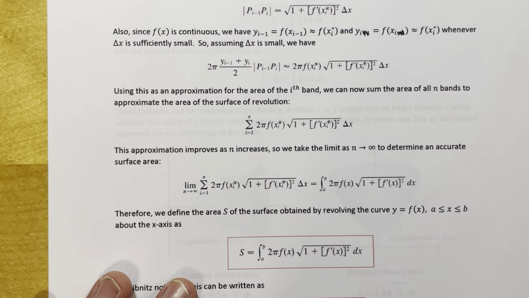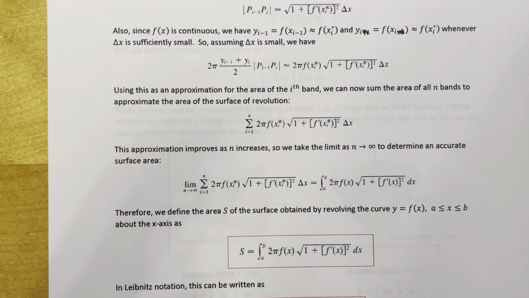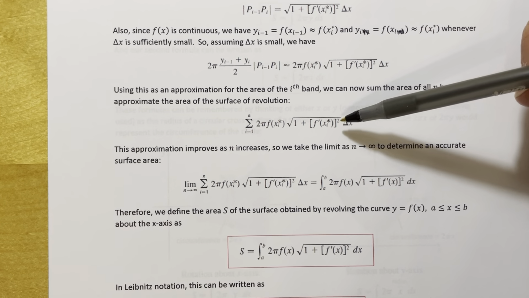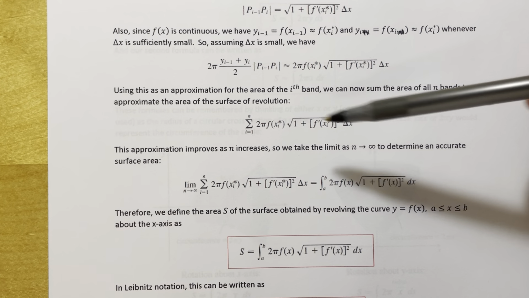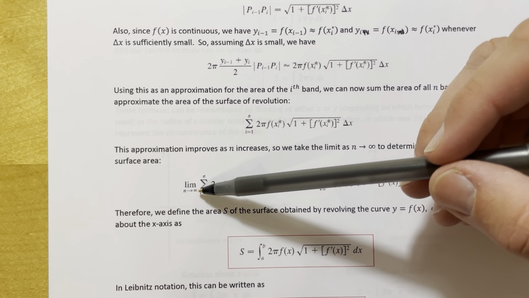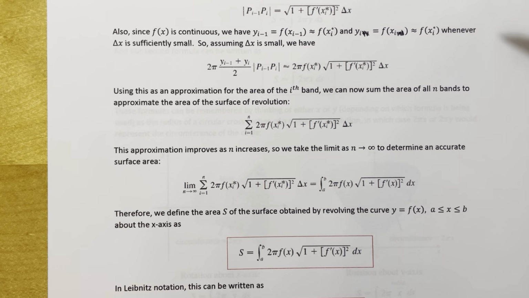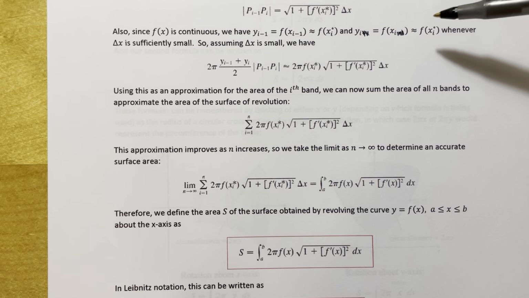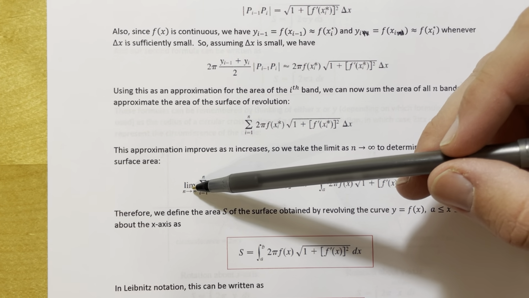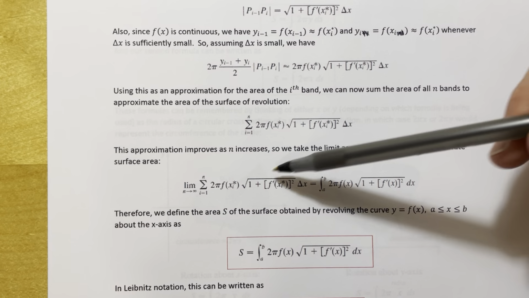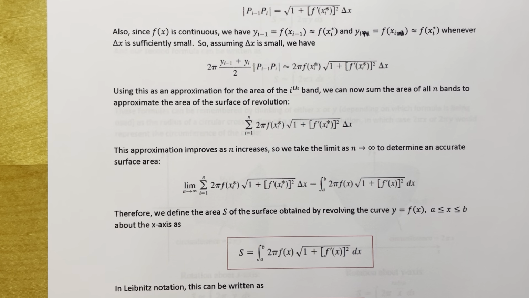As you can kind of tell from the picture on the previous page, if we can increase the number of subintervals, which makes each subinterval smaller, then this approximation is going to get better and better. So it makes sense that if we apply a limit as n goes to infinity, this is going to give us an accurate surface area for that surface of revolution. But that limit also turns this thing, because it's a Riemann sum, into a definite integral.